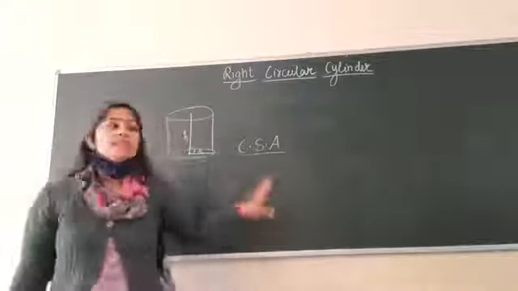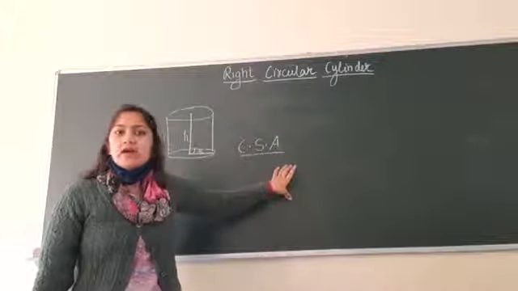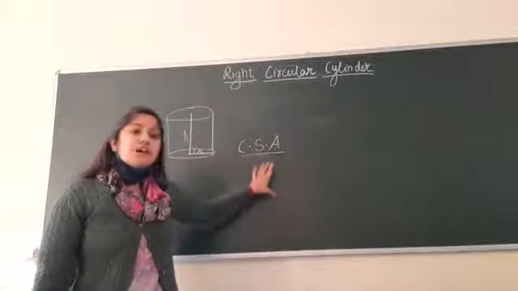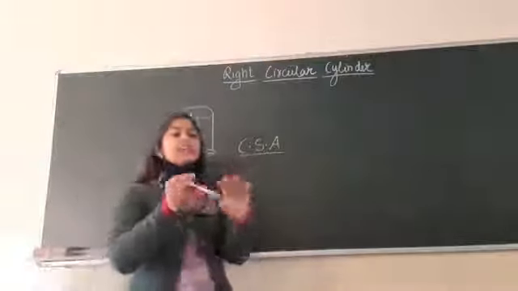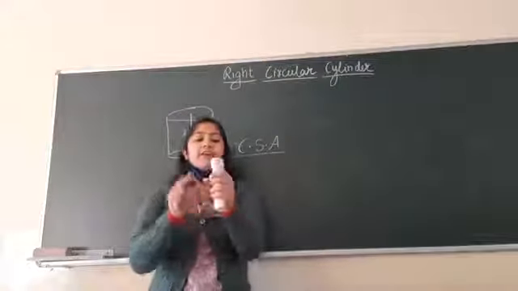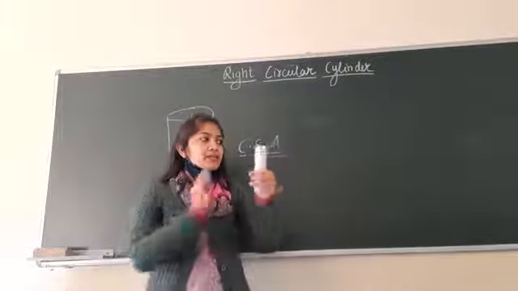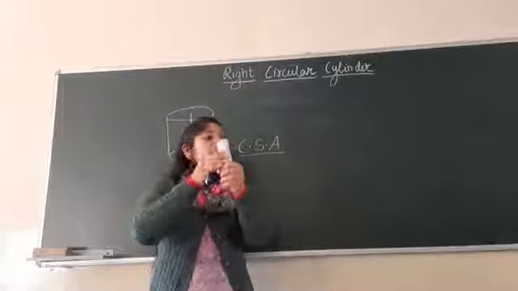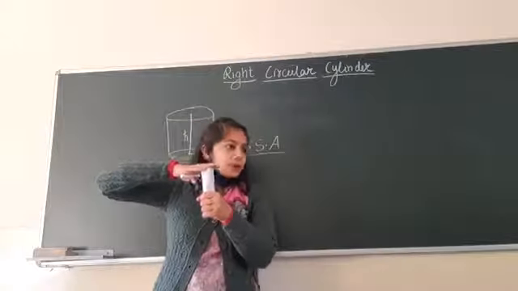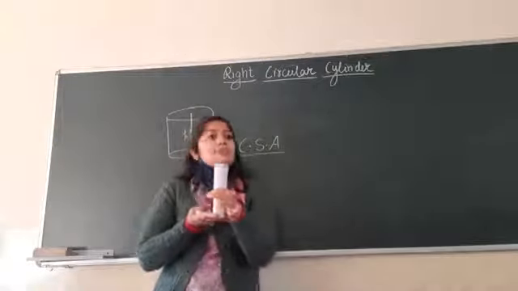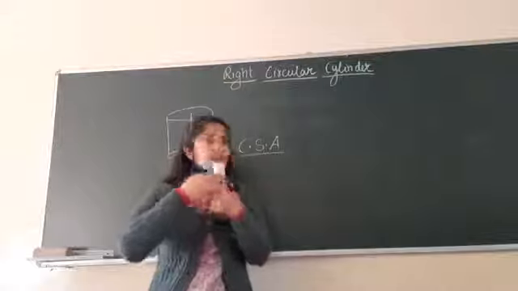So first of all, CSA. Now, this CSA stands for curved surface area. Curved means the curved part, okay? If this is your cylinder, if I turn it like this, it will become a cylinder, right? So curved surface area means the surface area which is curved and which I can touch. I'm not talking about the top which is circular in shape. I'm not talking about the bottom which is again circular in shape.